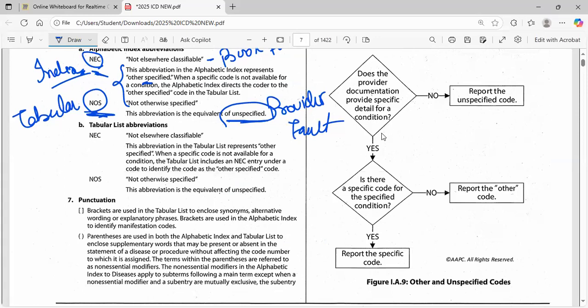Next, we have the punctuation section. We have three types of punctuation in the manual: brackets, parentheses, and colons. Brackets are listed in the alphabetic index, which will represent that this includes manifestation codes.